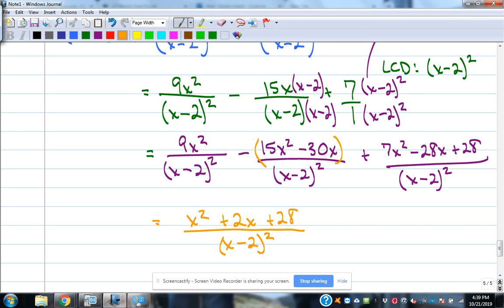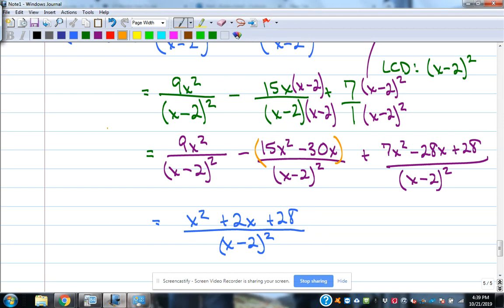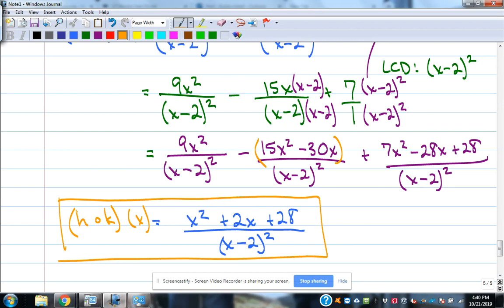So all of that to get down to that one single fraction at the end. Change that to a color you can see a little better. Okay. Now, I would try to factor the numerator to see if I could get something to cancel out to make it simplest terms. But there's nothing that multiplies to be 28 and adds to be 2, so I know I can't factor it. So you have to try to do that to see if it'll simplify. It doesn't in this case, so that means this is our composite function, h of k of x, h composed of k of x. So there's our composite function.